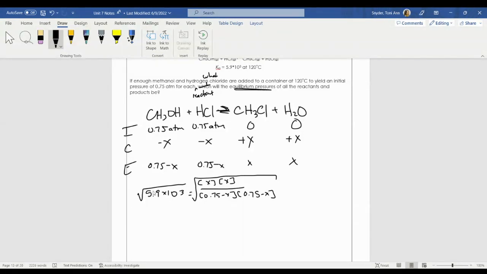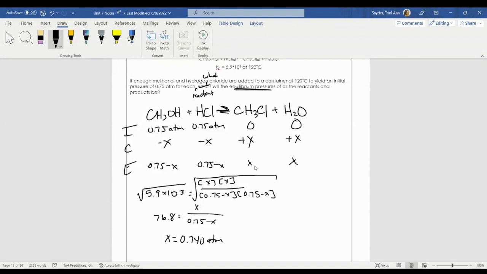So if I solve for this, the square root of this value is 76.8. And that's equal to X over 0.75 minus X. Okay. And now it's much easier to solve for X now that I got rid of that square. So if you correctly find the value for X, you should get 0.740 atmospheres. However, that's not giving us the answer, because the question is asking what the equilibrium pressures will be for all the reactants and products.